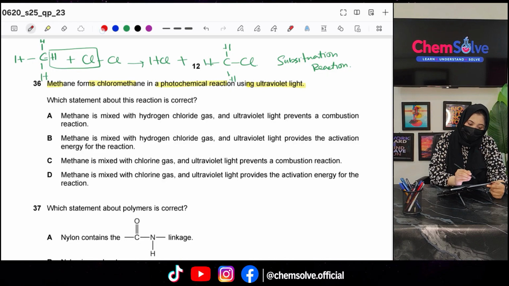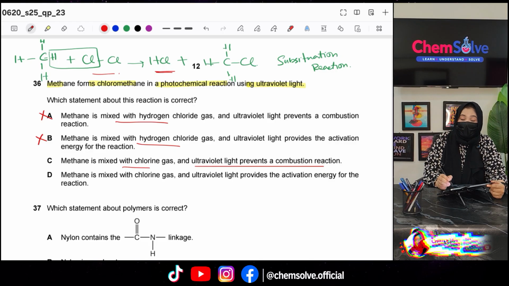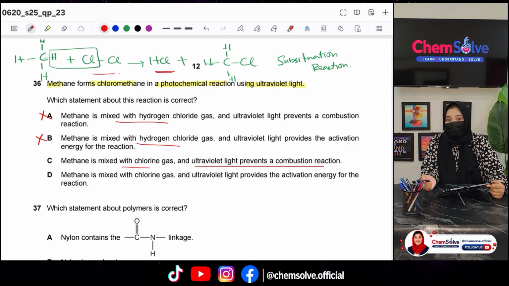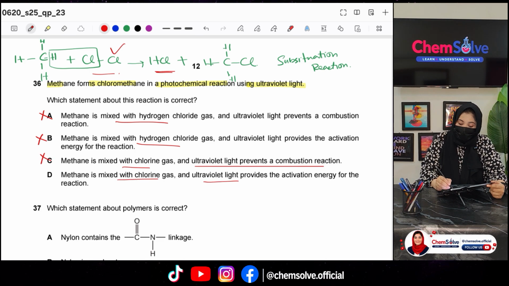So in the first option, he is saying methane is mixed with hydrogen. No, methane is mixed with chlorine. Methane is mixed with hydrogen chloride gas. No, hydrogen chloride gas is the product. Methane is mixed with chlorine gas and ultraviolet light prevents combustion. No, ultraviolet light is required for the activation of the process. So incorrect. Methane is mixed with chlorine gas. Yes. Ultraviolet light provides the activation energy. Yes. So D is the correct option.